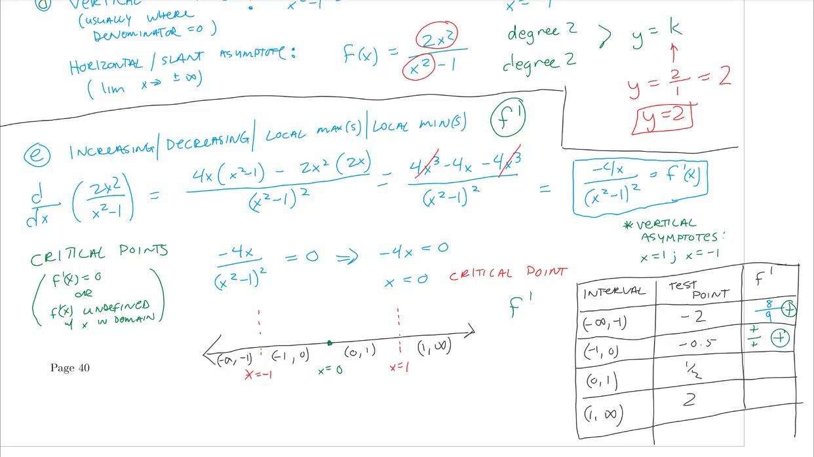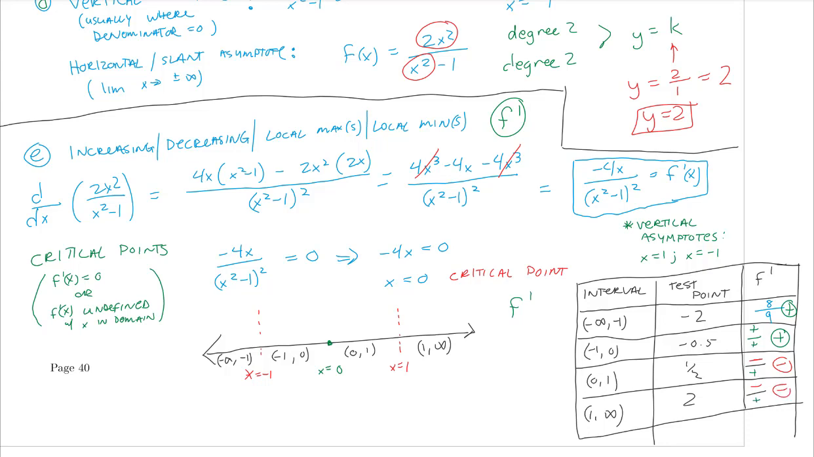And the reverse holds if we plug in a positive number. If you plug in a positive number to -4x, you get a negative number. And then again, the denominator is still positive because it's squared, and a negative divided by a positive is a negative number. And that reasoning holds true for both 1/2 and 2. And we know that on both of these intervals, the derivative is negative, which means that the function is decreasing.